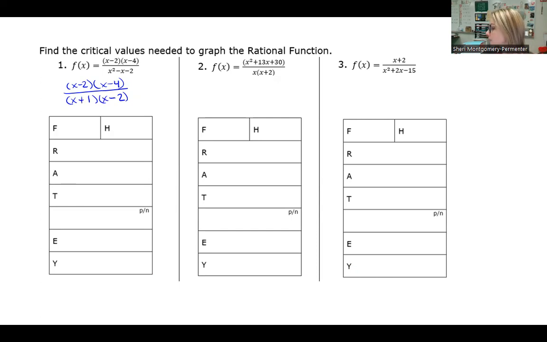Now, are we completely factored? Yes. So we can say, yep, we are factored. When we take a look at our factored function, are there any factors that can cancel out? We've got that factor that can cancel out. That means that we're removing that from our function, so there will be a hole.